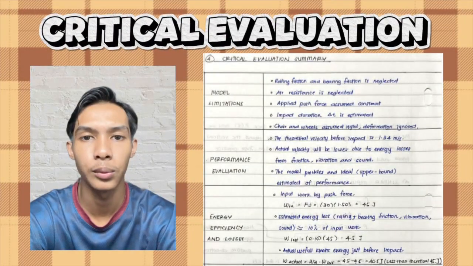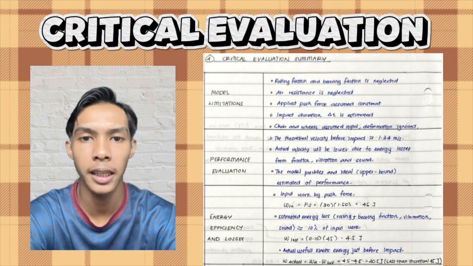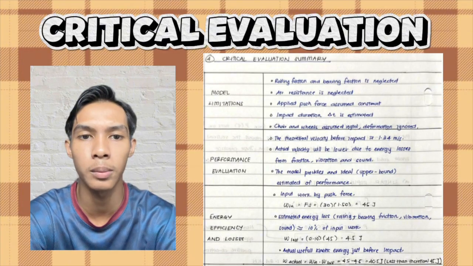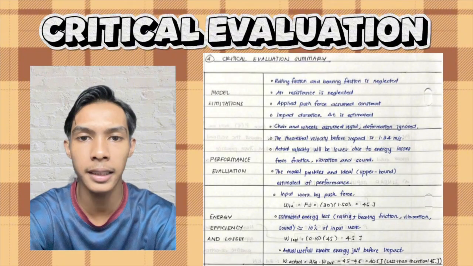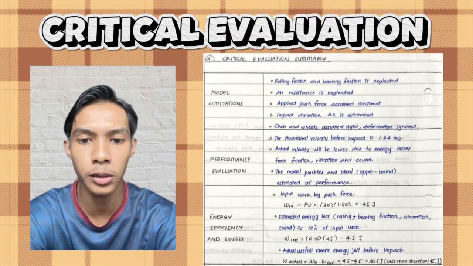Although the calculations are useful, there are some limitations. First, I ignore friction in the wheels and air resistance. In reality, this force continuously removes energy from the system. Therefore, the actual velocity before impact will be slightly lower than the theoretical value of 1.34 meters per second. Second, the impact time was estimated. If the actual impact time is different, the impact force will also be different.